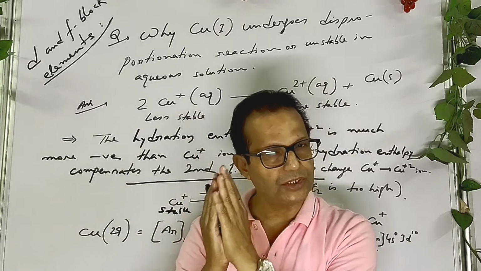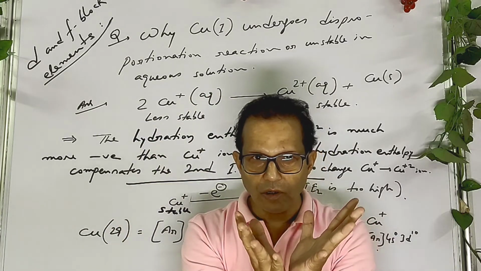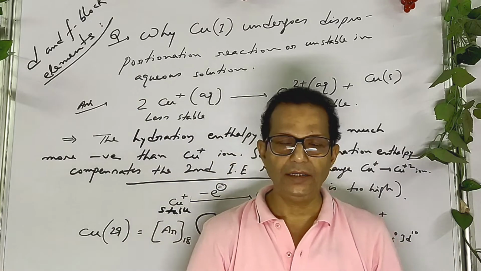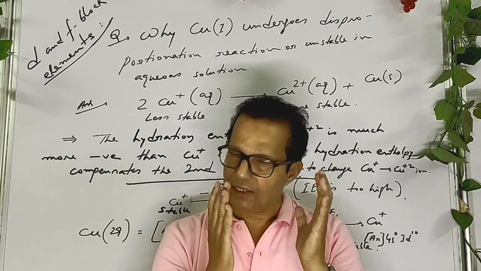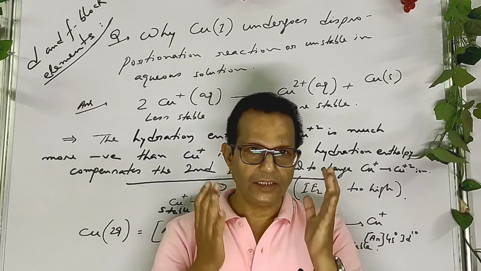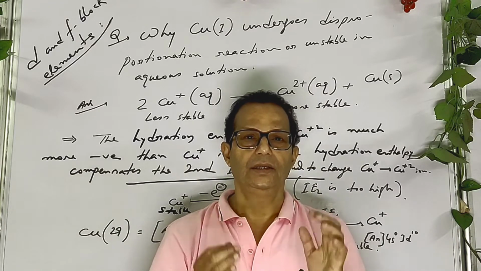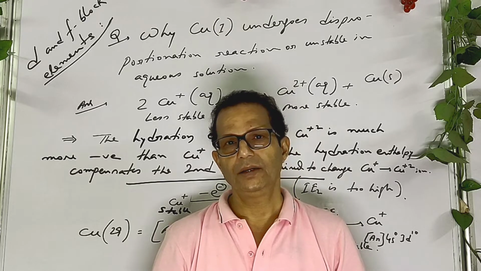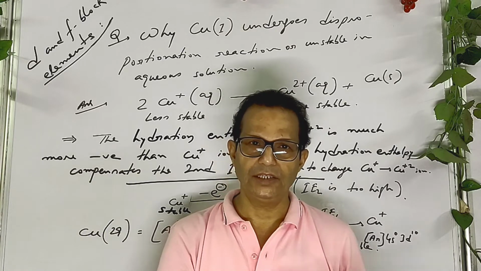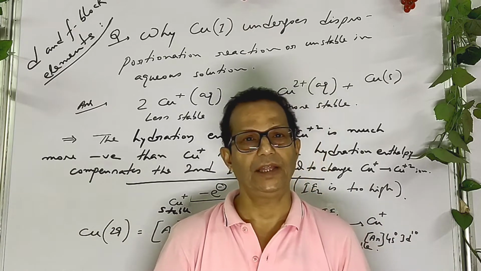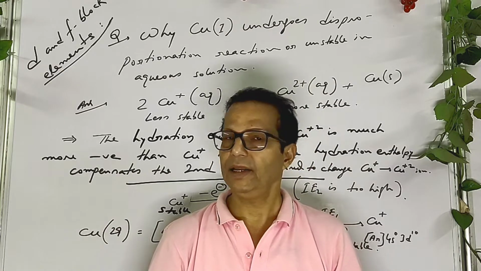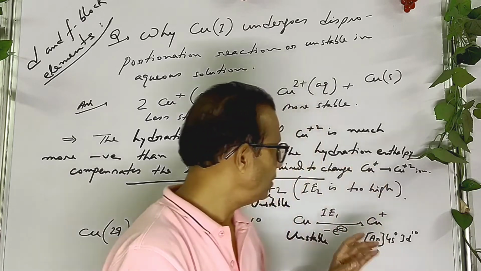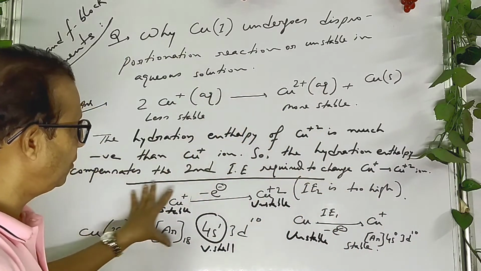When copper chloride, CuCl, is dissolved in water, a high amount of hydration energy is released, which is determined in case of electrode potential value. It is so negative that the hydration energy compensates the ionization enthalpy of the second electron removed from copper. That's why copper 1 in aqueous solution undergoes disproportionation reaction, okay? So write only this part, this is very important, this is for your understanding.